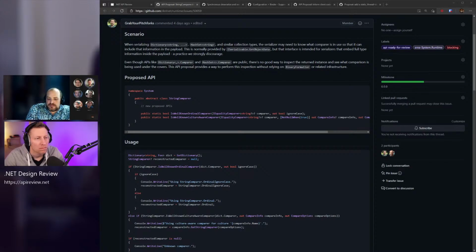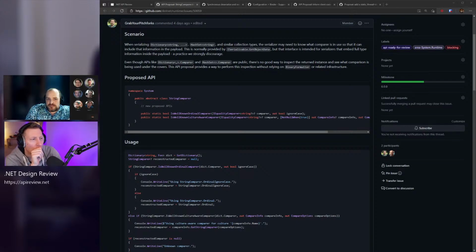So what this API is proposing is a way for you to take an equality comparer and query, hey, StringComparer, is this something that you know about that you can tell me its behavior on? So for instance, if you take StringComparer.Ordinal or StringComparer.OrdinalIgnoreCase and pass in IsWellKnownOrdinalComparer, it will say, yes, I am a well-known ordinal comparer, and I am or am not ignore case. Similarly, if you pass in EqualityComparer<string>.Default to IsWellKnownOrdinalComparer, it will say, yes, I am a well-known ordinal comparer, meaning I am not ignore case.